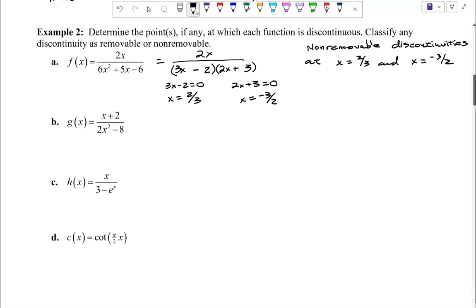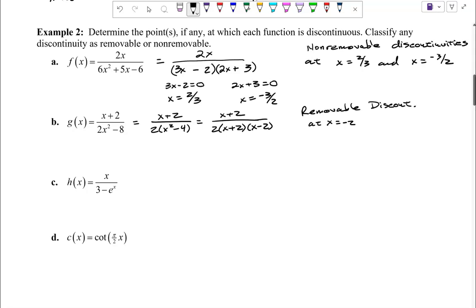Part B, g of x equals x plus 2 over 2x squared minus 8. Again, let's go ahead and factor. This time we notice that we have a factor of x plus 2 that cancels. That means that we have a discontinuity at x equals negative 2, but it is a removable discontinuity. When we get this cancellation here, that means that we have a hole at x equals negative 2.